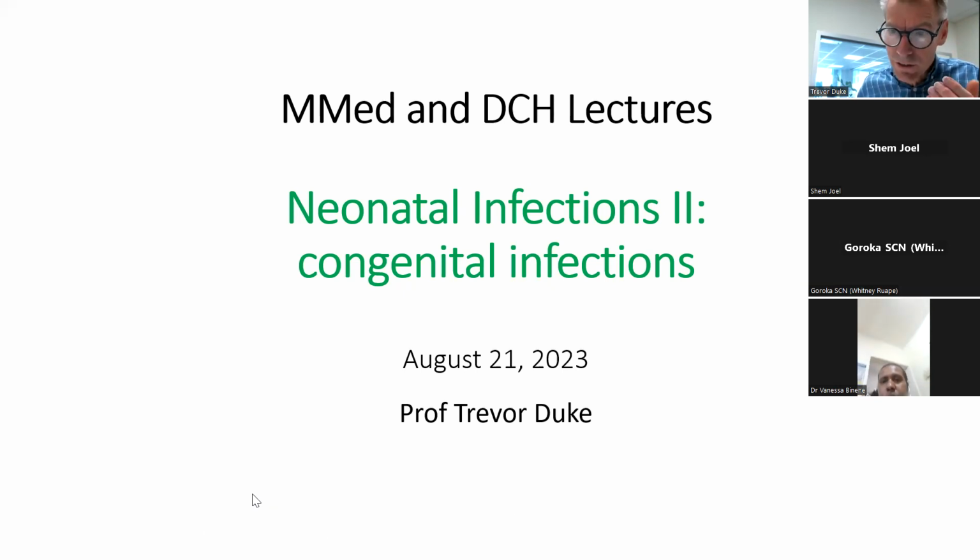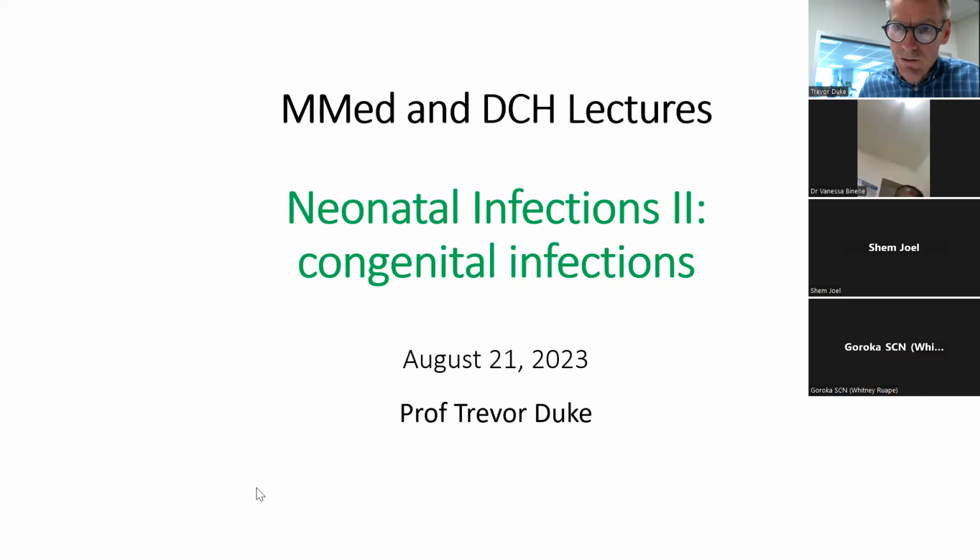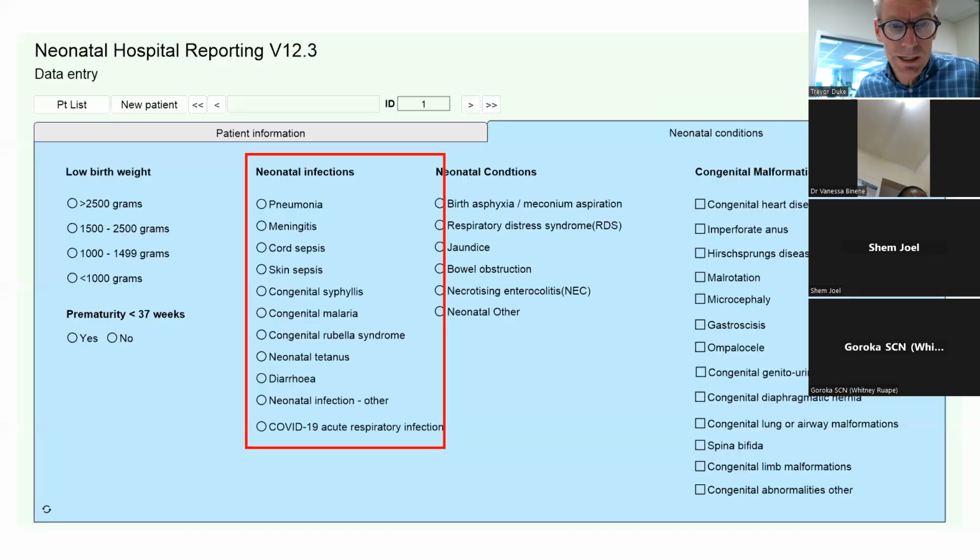But I thought it would be worthwhile covering some of the other sorts of neonatal infections that are not just suspected serious bacterial infections like cord sepsis and pneumonia and skin sepsis and meningitis. Some of the other neonatal infections are congenital or intrauterine infections, and they can all be put together. They're almost as common as bacterial infections, but we don't always recognize them. So let's talk today about other sorts of infections besides bacterial infections.